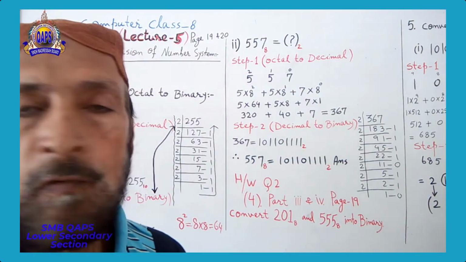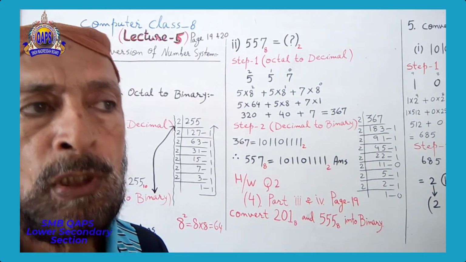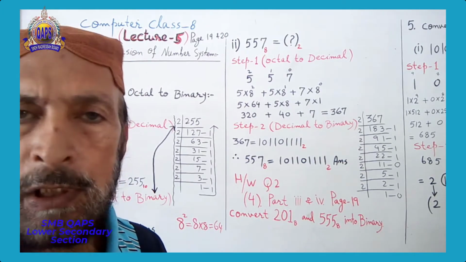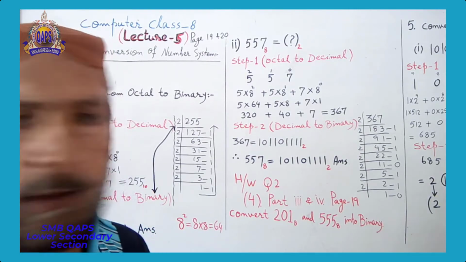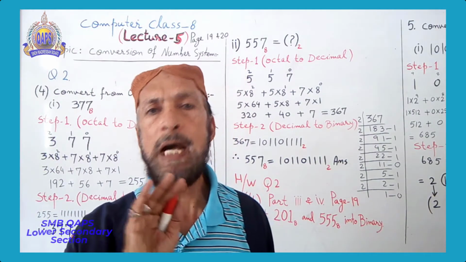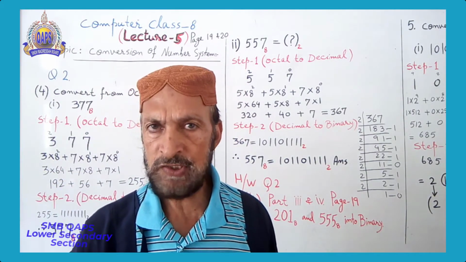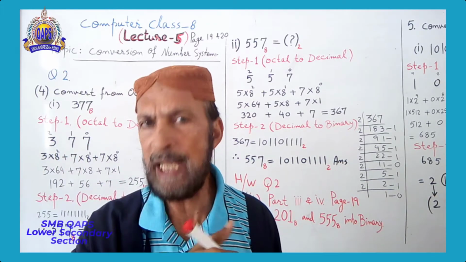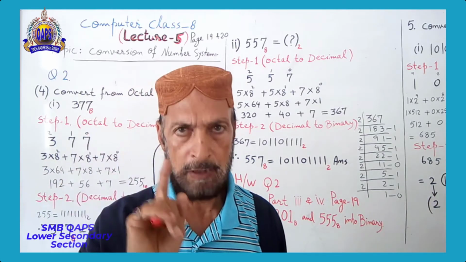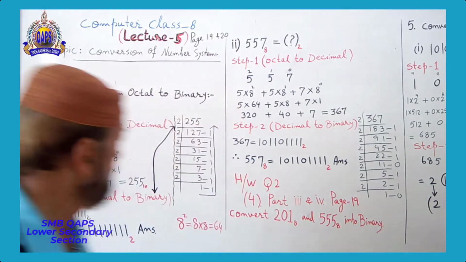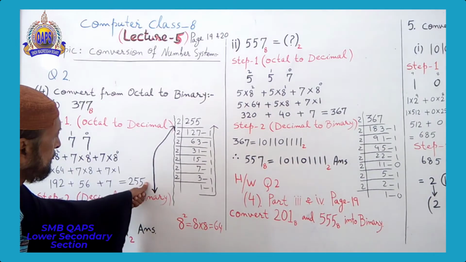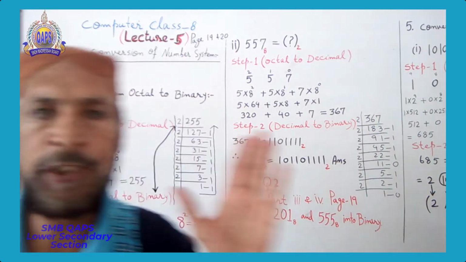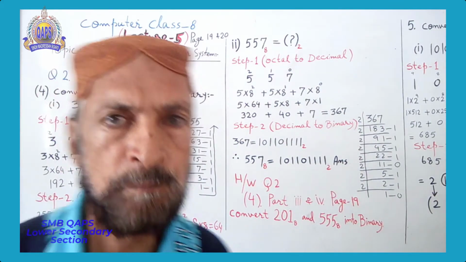But we don't need to put 10. If you want, you can put it. Otherwise, it's understood that it's a decimal number. You don't need to put 10. It's understood. Understand what I'm saying? No need.